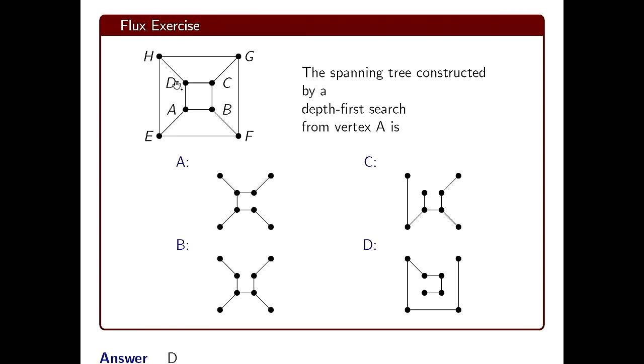I add this. Where can I go? H is the only new place, so I add that. Where can I go? G or E, I go to E. Where can I go from E? Only new place is F. Where can I go from F? Only new place is G. So here there was no backtracking at all, right? Which was why we got this path, oops, that was D, right?